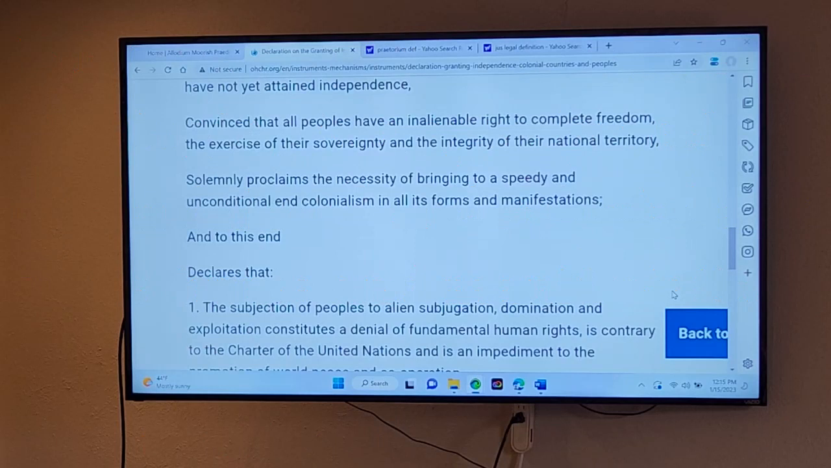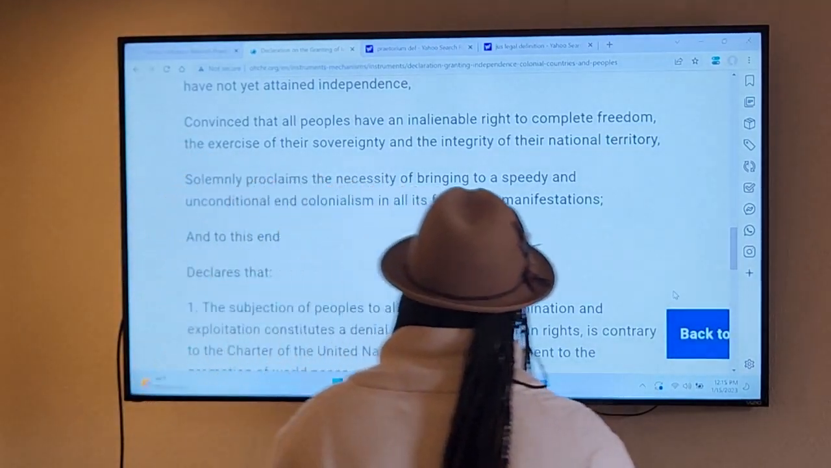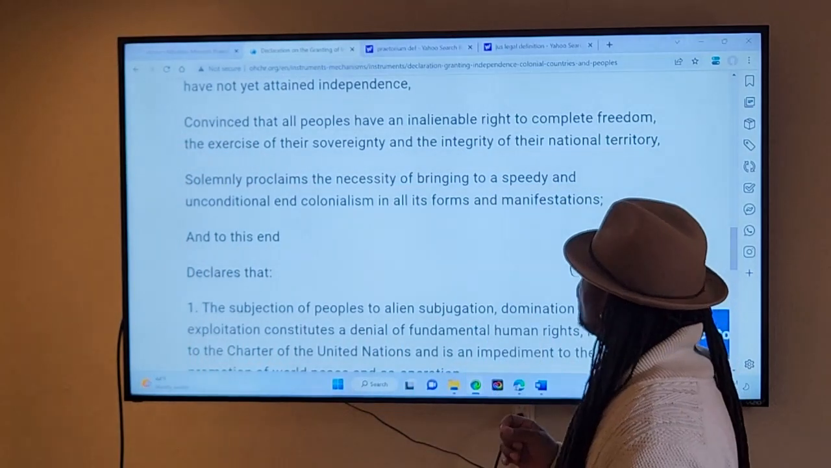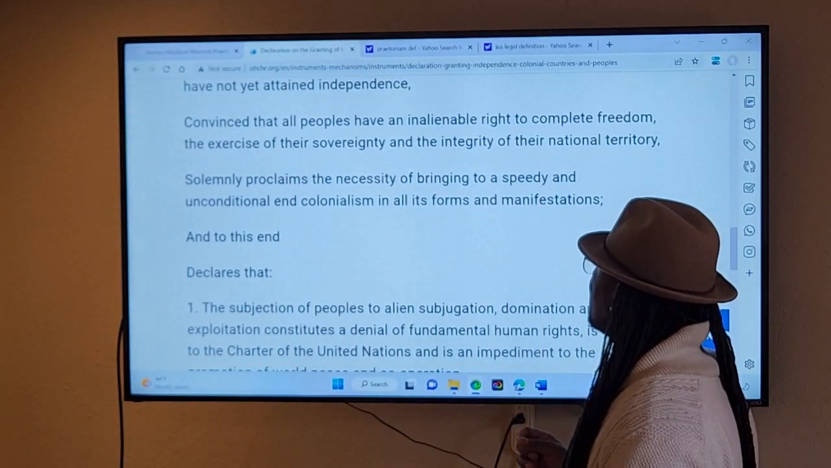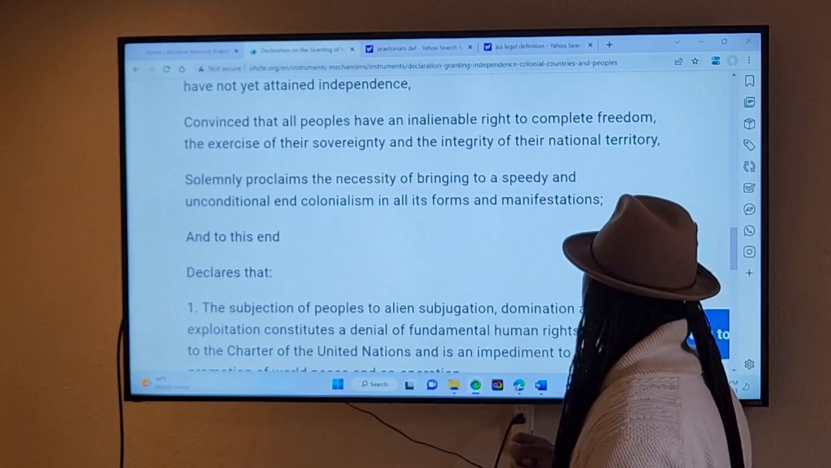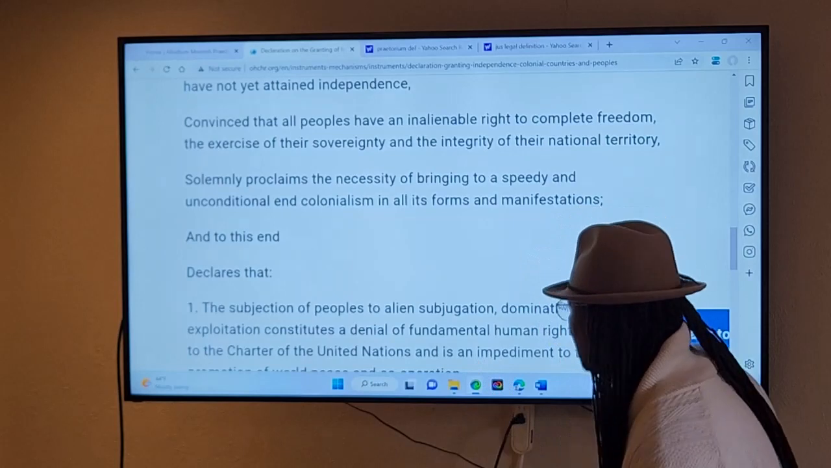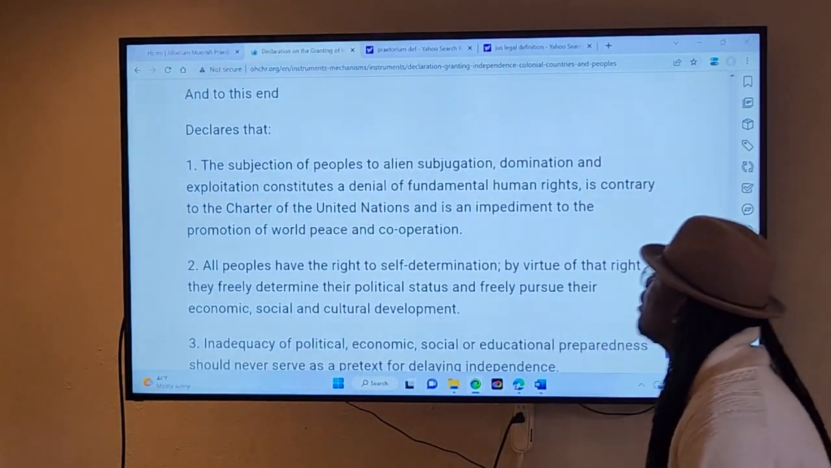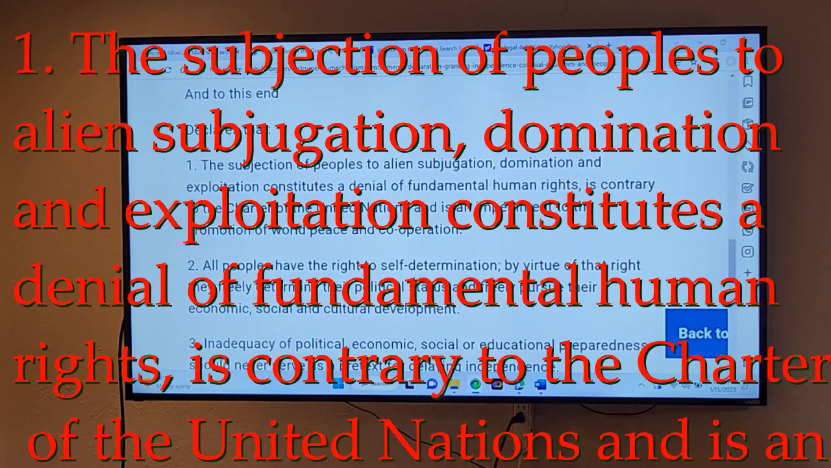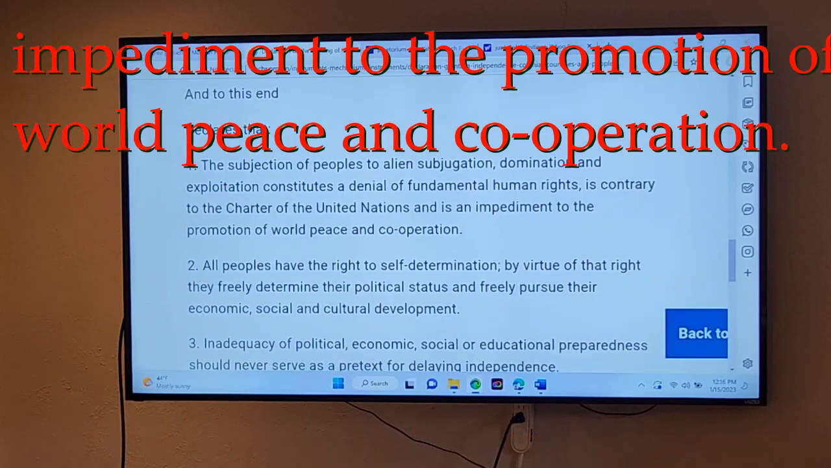Convinced that all peoples have an inalienable right to freedom, the exercise of their sovereignty, and the integrity of their national territory, solemnly proclaims the necessity of bringing to a speedy and unconditional end colonialism in all its forms and manifestations, and to this end declares that: One, the subjection of peoples to alien subjugation, domination, and exploitation constitutes a denial of fundamental human rights, is contrary to the Charter of the United Nations, and is an impediment to the promotion of world peace and cooperation.